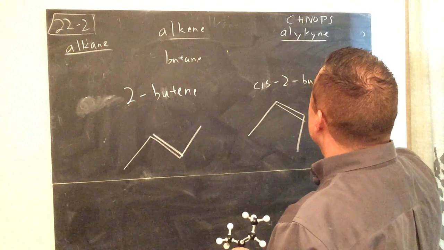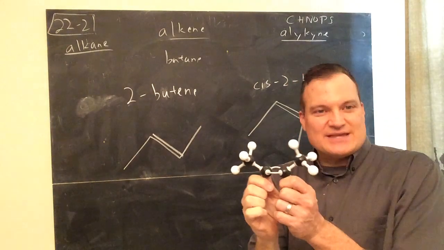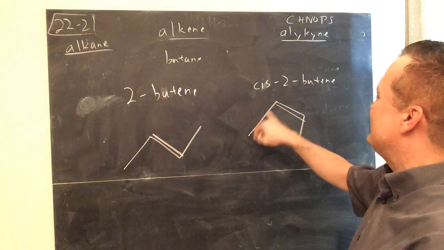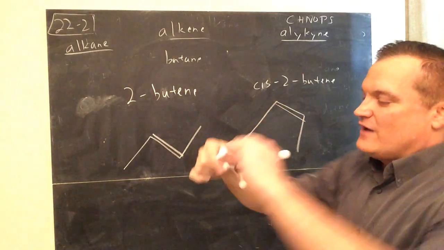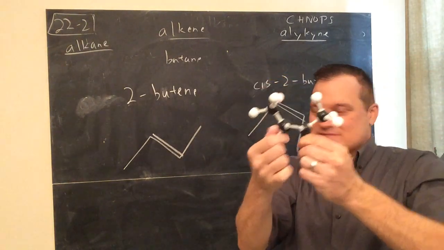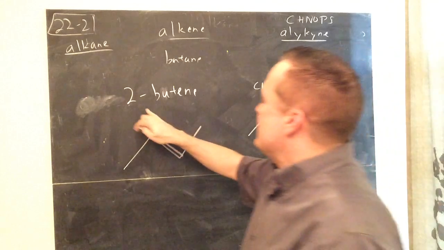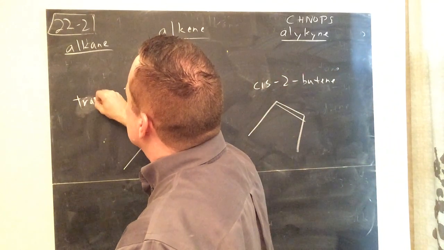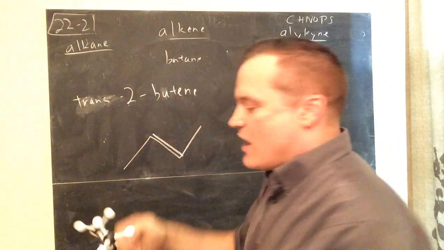Cis-2-butene. I just say, well, they're like twin sisters. They want to be together. So they're both together, either both on the bottom side as I drew it, or both on the top side. That's cis-2-butene. This one is called trans-2-butene. And what that means is they're opposite.